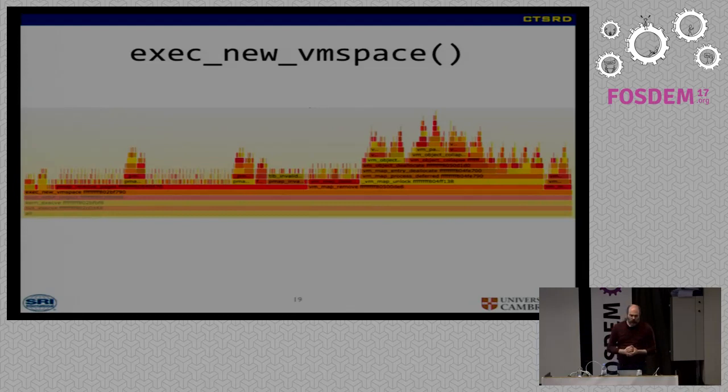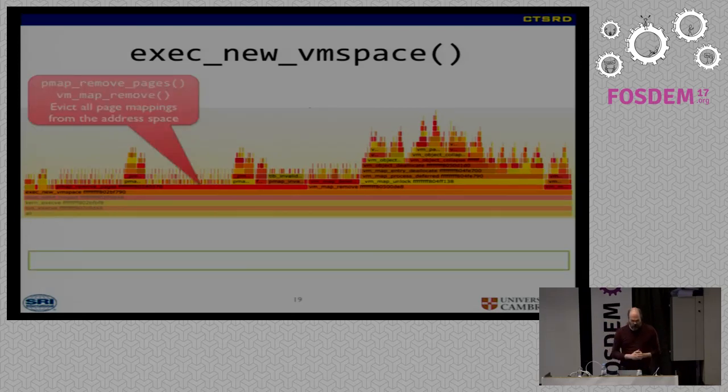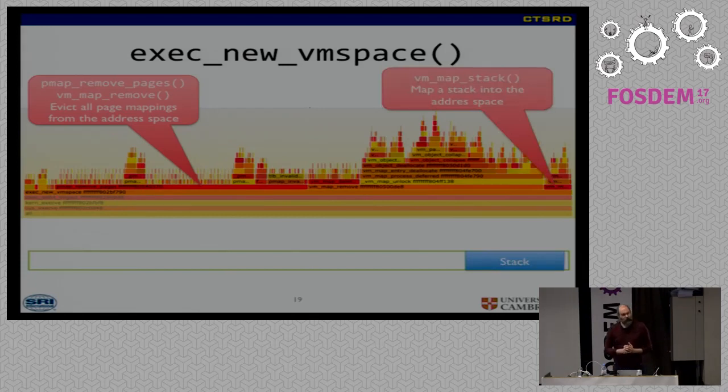So the first bit of the image activator is a call to exec new namespace, which does kind of what you might think, which is to say it takes the process and rips all the VM space out. So it rips all the page mappings out, and you end up now with an empty process which has no memory behind it. Next up, internally, it goes in, rips out all the pages, and then it maps a stack, an initial stack, into the process address space. So you can see down here at the bottom.